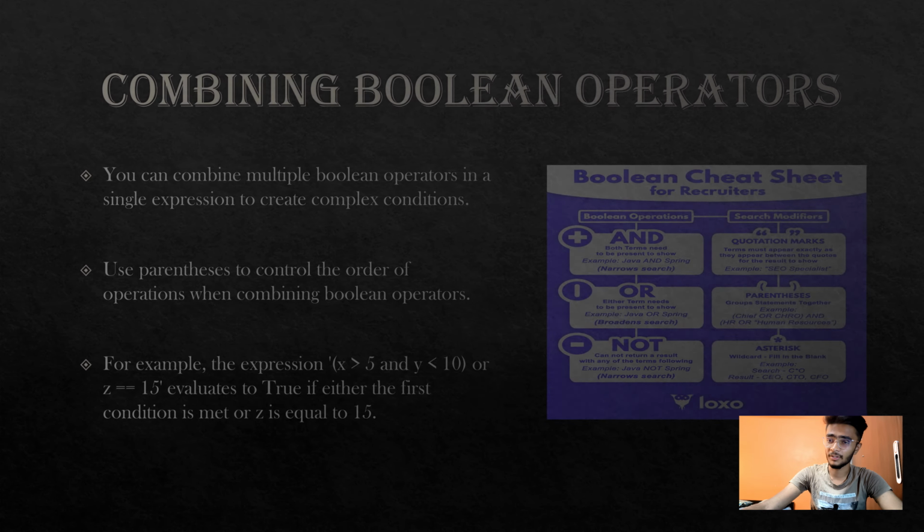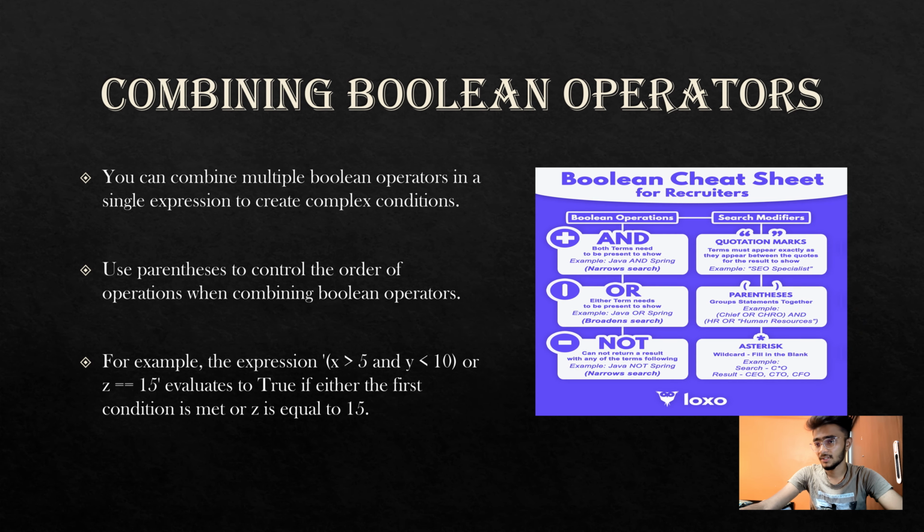That was all about the NOT operator. Now coming to the next part, combining Boolean operators. You can combine multiple Boolean operators in a single expression to create complex conditions. Yes, that is true. You can use any number of Boolean operators you want. You can add AND, OR, and NOT in one statement, or you can just add two of them, or you can just use one. You can use any number of operators in a statement.